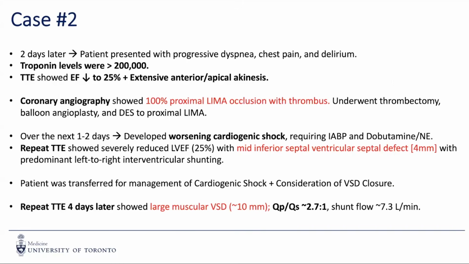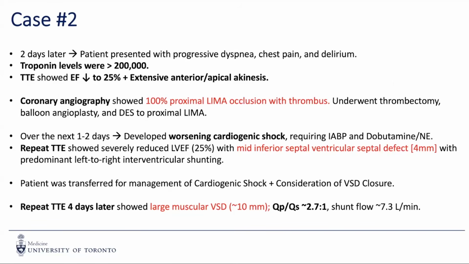Two days later, they came back with significant chest pain, shortness of breath, and delirium. Their troponin levels in the ER were up to 200,000, and they had an echo which showed a significant reduction in EF. As I mentioned previously, it was 55%. Now it's 25% with significant anterior and apical akinesis.